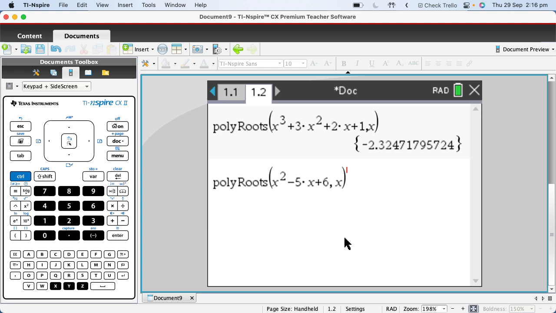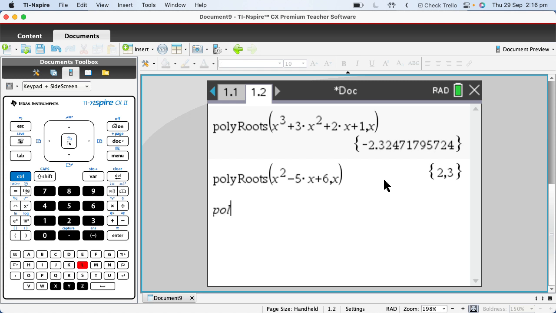So there it is, polyroots, and you can see you can just type the equation in there as well. And then we get 2, 3. In other words, one of the solutions is 2, one of the solutions is 3. Yeah? So the factorization would be x minus 2 times x minus 3.